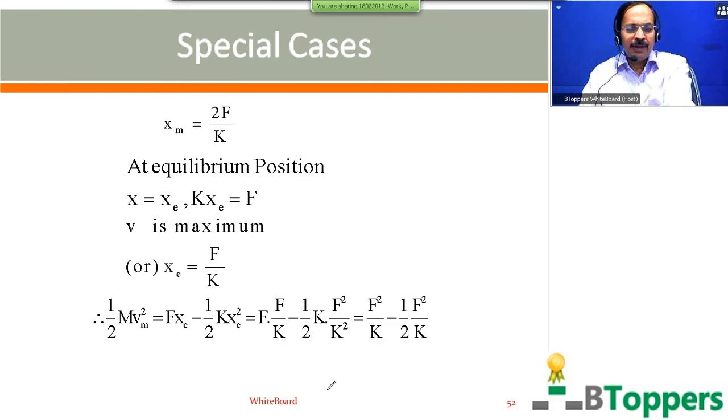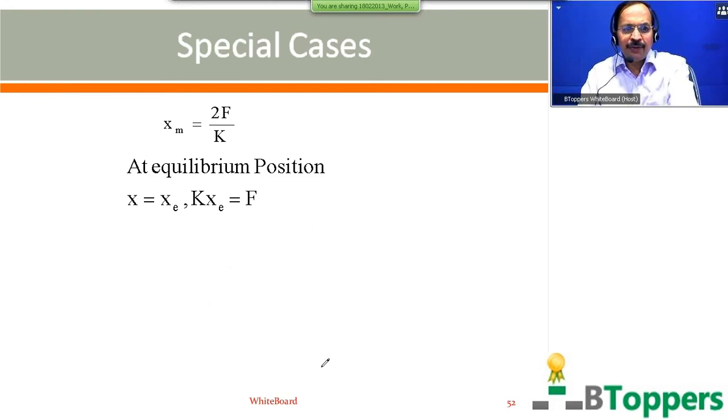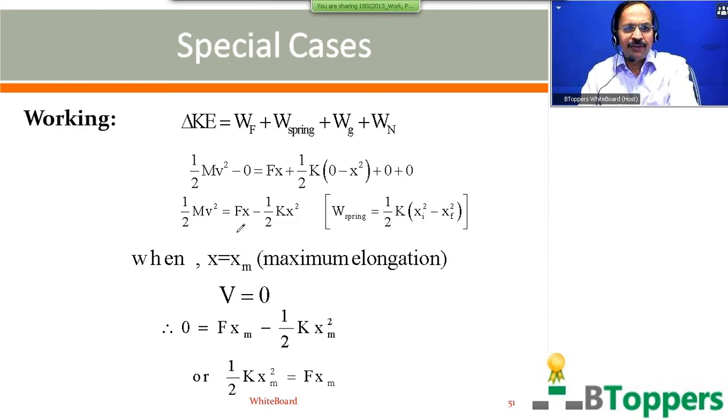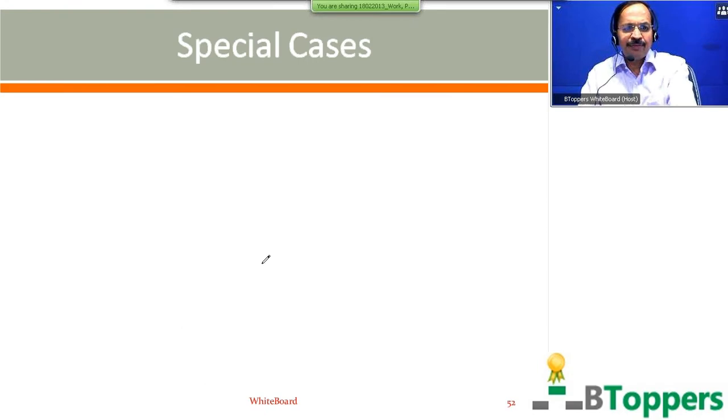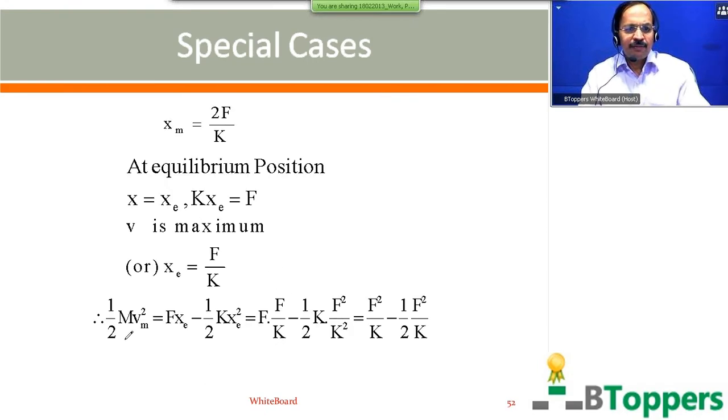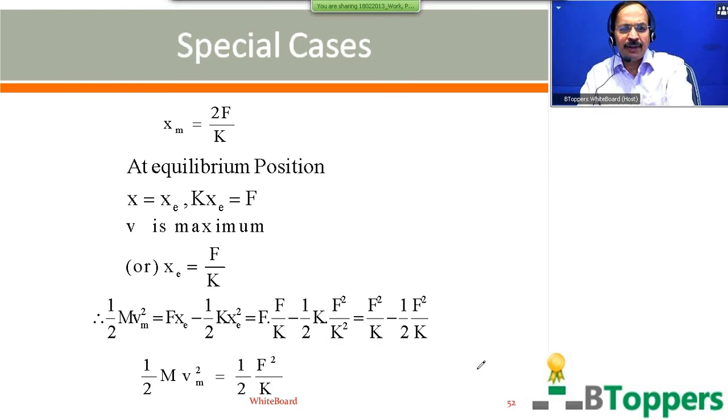To find maximum speed of the block, in the earlier equation I have shown, you have to substitute x equal to xe and v equal to vm. So v equal to vm and x equal to xe. You can substitute xe equal to F by k in both the terms on the right side. So you'll get half m vm square equal to F into F by k minus half k into xe square, which means F square by k square. This you can simplify yourself to find the maximum speed of the block. So you get half m vm square equal to half F square by k. Come on, finish copying this working.